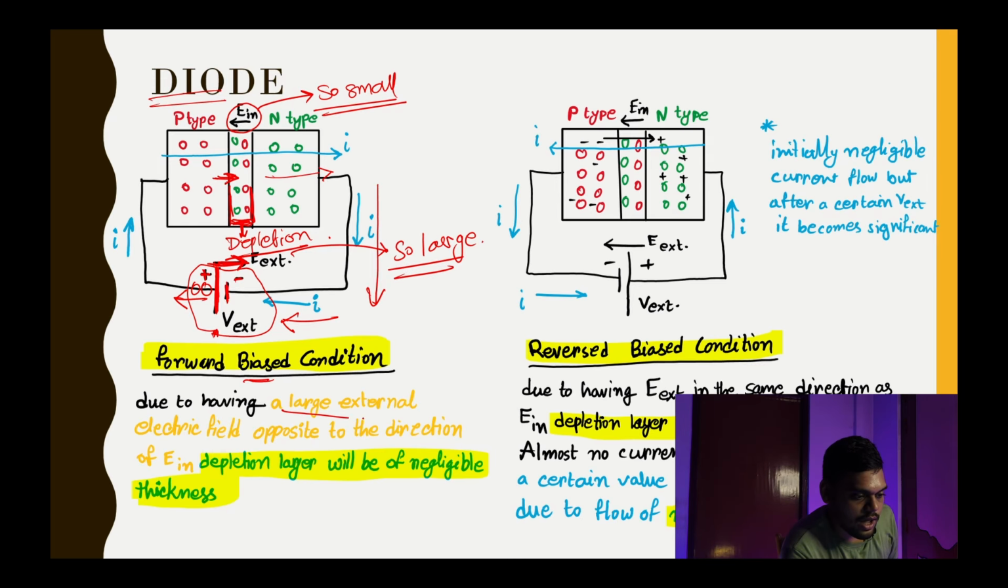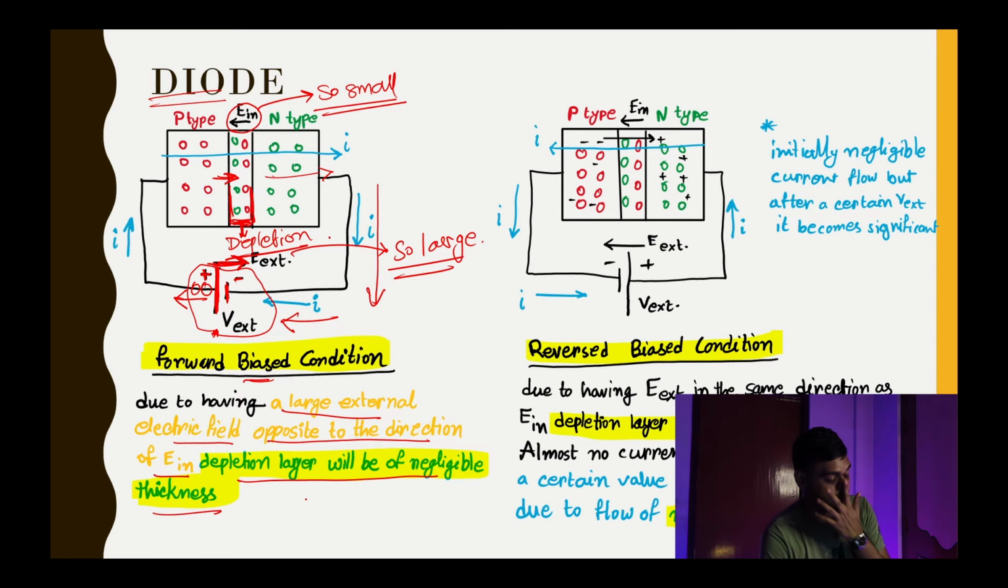In this scenario, a large external electric field opposite to the direction of the internal electric field makes the depletion layer of negligible thickness. Like the depletion layer will be so thin that a positive charge can easily cross it. This condition is known as forward biased condition.